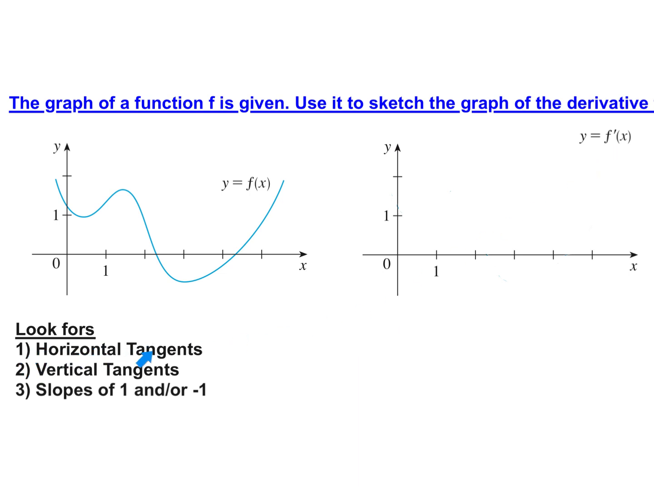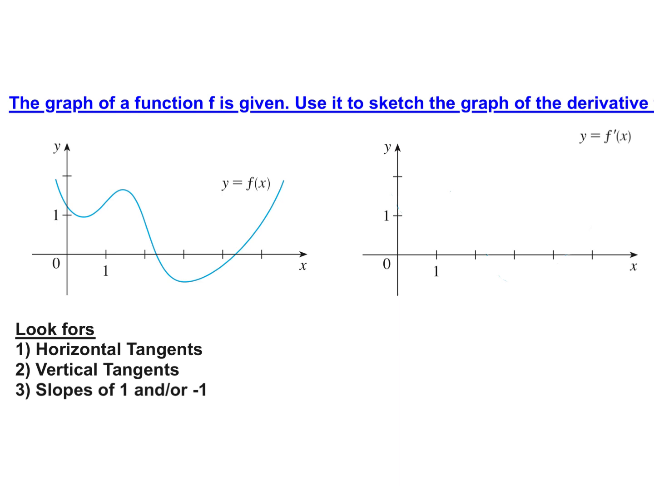You want to look for a horizontal tangent, because what is the slope of a horizontal tangent? 0. The slope of a vertical tangent. What happens when you have a vertical tangent on the derivative? No. You can't find the derivative. There is no derivative when there's a vertical tangent. And so that's going to indicate a place where there might be a hole in the derivative graph or some type of discontinuity. It doesn't have to be a hole.